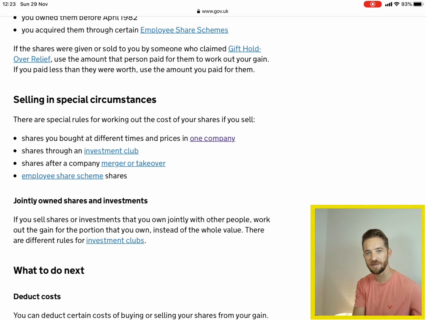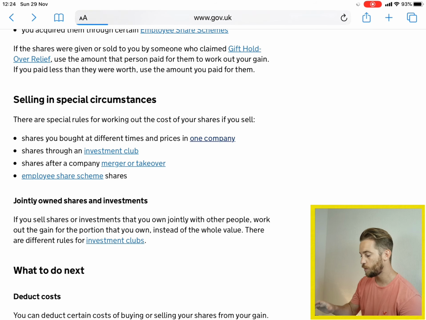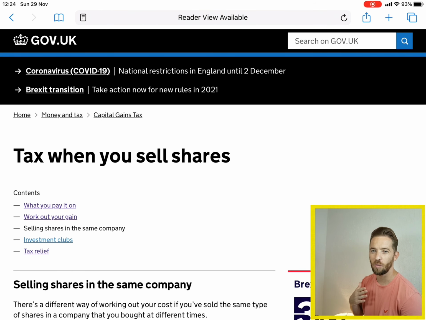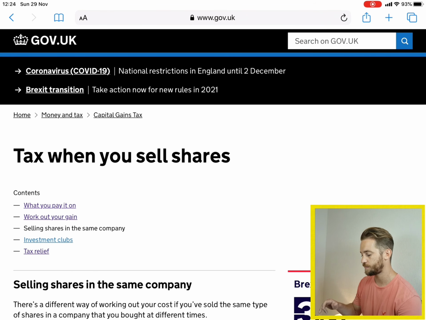Should you use the first shares that you ever bought, the cost that you paid for those, or should it be the last shares that you ever bought? So HMRC have actually come up with specific rules to deal with this. So I'm going to move on to the One Company tab, and we'll look at what those rules mean for us.